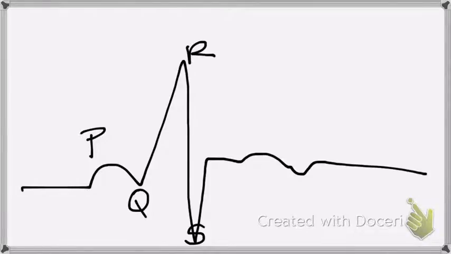QRS wave. That's big. That's ventricles. So it makes sense that the P is a little hump and the QRS is a big hump. And then the T is just the rest, and then you can start again. This over here is not included.